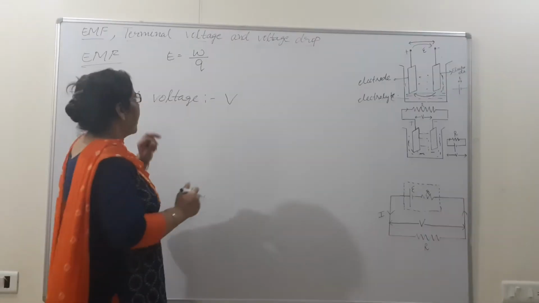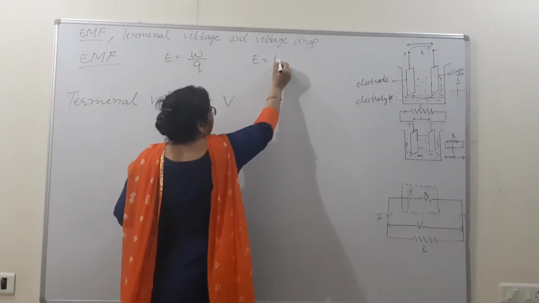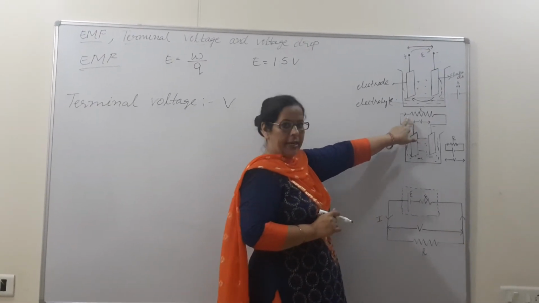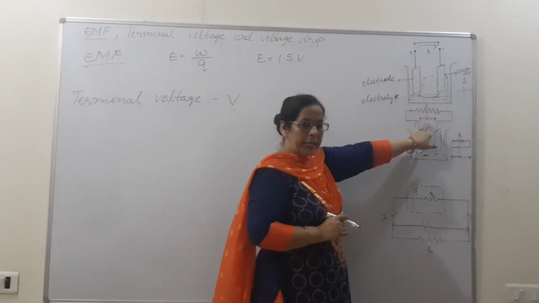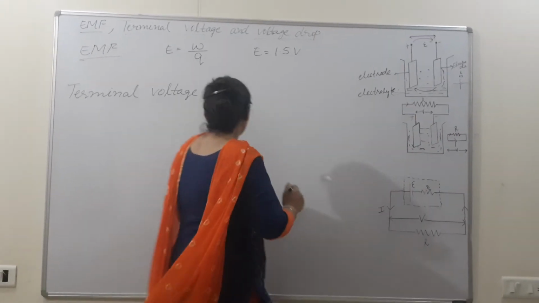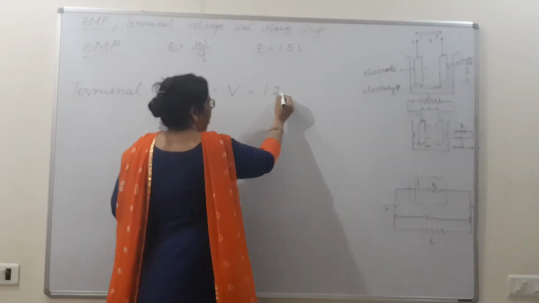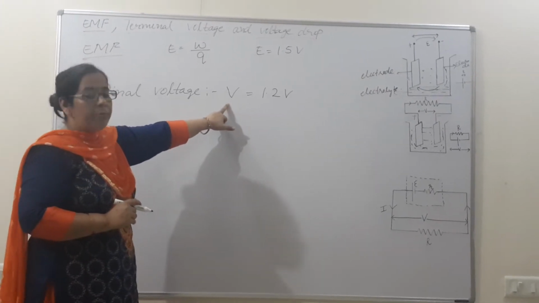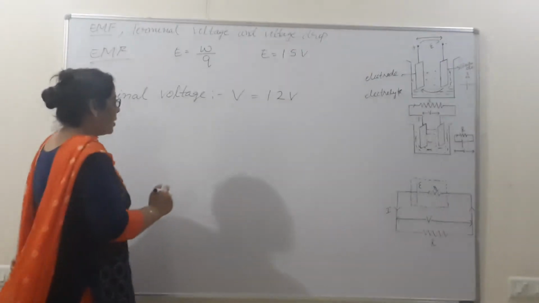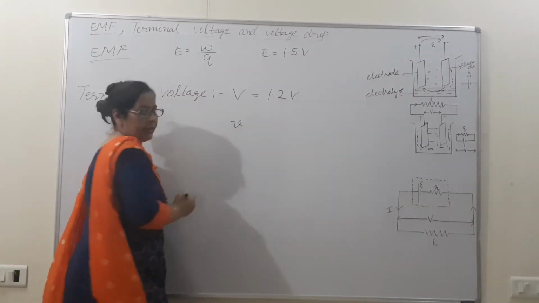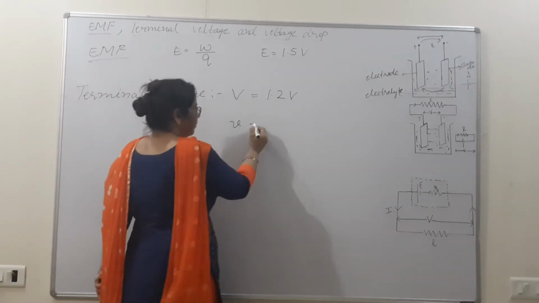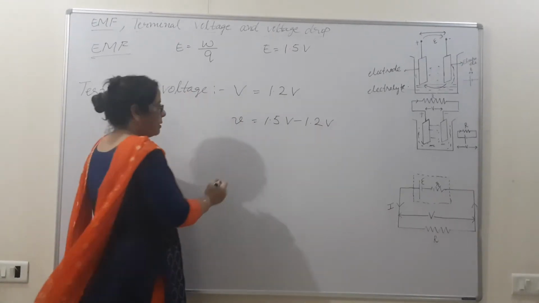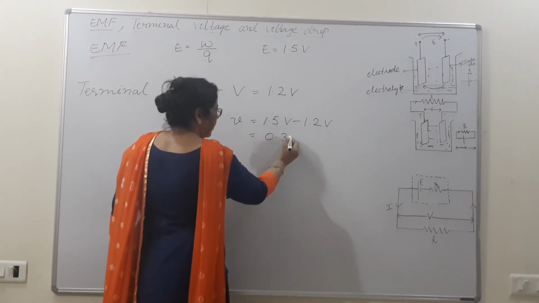Suppose any cell has an EMF of 1.5 volt. When we connect that same cell in the circuit and measure the voltage, that is called the terminal voltage. Suppose its value comes to be 1.2 volt. I am just giving you an example. Then beta, it means some voltage drop is there. That voltage drop is denoted by small v. How much voltage drop is there now? 1.5 volt minus 1.2 volt. It means it will be equal to 0.3 volt.